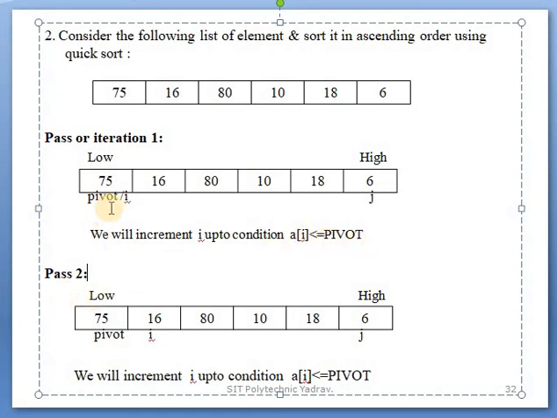After this, pass 2. Firstly, i is assigned to the 0th location: 0th, 1st, 2nd, 3rd, 4th and 5th. In total there are 6 elements, so elements are stored up to the 5th position. In pass 2, the i pointer is incremented because the condition is true. We will increment i up to the condition a of i less than or equal to pivot. Here 16 is less than 75, the condition is true, so increment the i pointer.